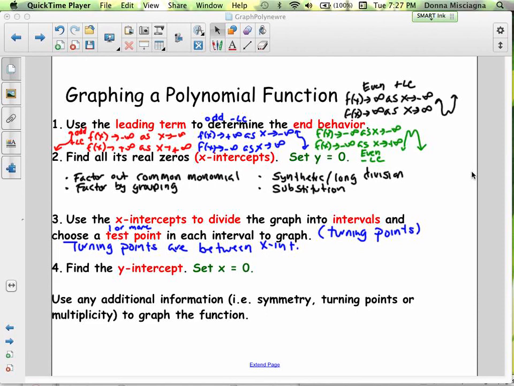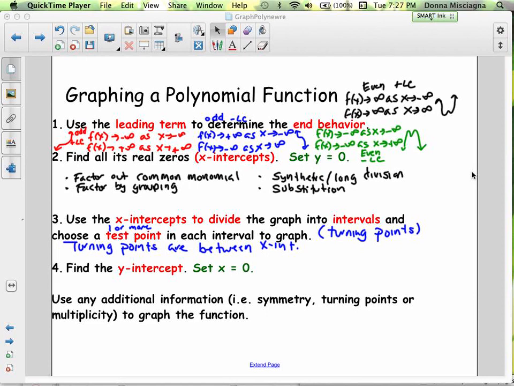These are going to be our steps. So first, we're going to use the leading term to determine the end behavior. Right? I have the 4 different end behaviors written down, and I believe they're in your notes as well. Right, so here, if the leading term's exponent is odd, the ends are going to go in different directions, right?